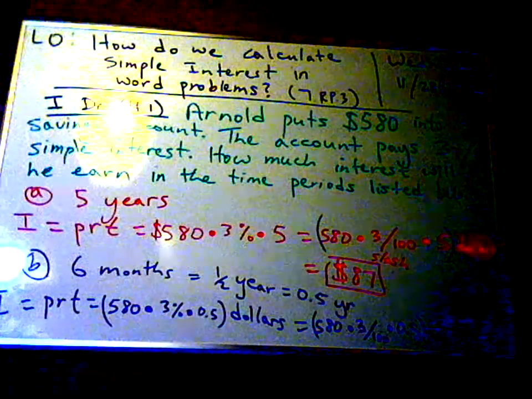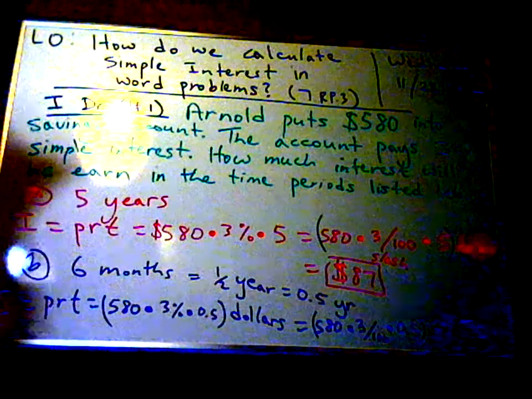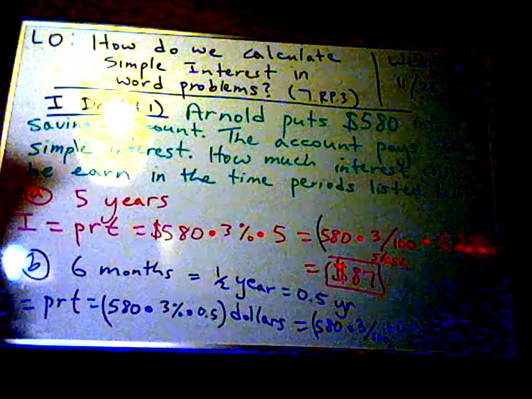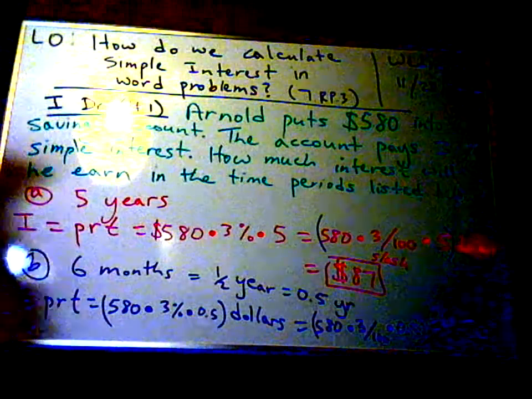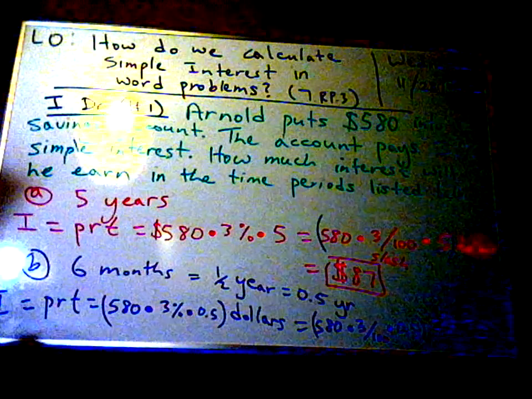So Arnold would make $87 in interest after 5 years, but in 6 months he would make only $8.70. Alright?